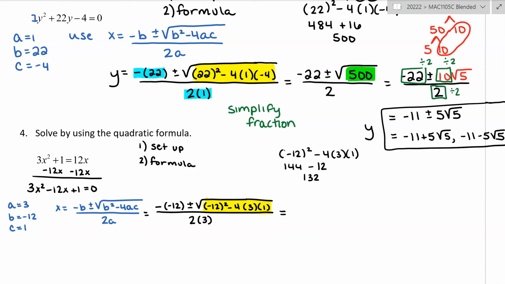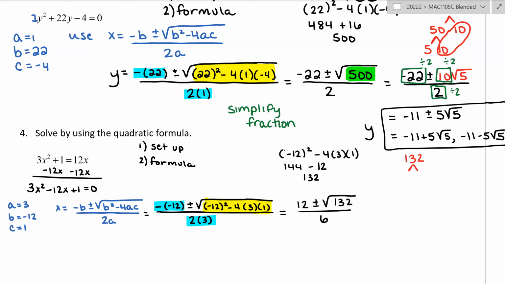So again, we'll do the small math here. Negative 12 and 2 times 3. So I have negative 12 is positive 12, plus or minus the square root of 132, all over 2 times 3 is 6. A lot of people want to cancel that 12 and the 6. You may not do that because there's a plus and minus on top. But even if it was just 1 plus or 1 minus, you still can't cancel 12 with 6 because there's addition on top. So now we're going to try to simplify, and we'll start with 132.